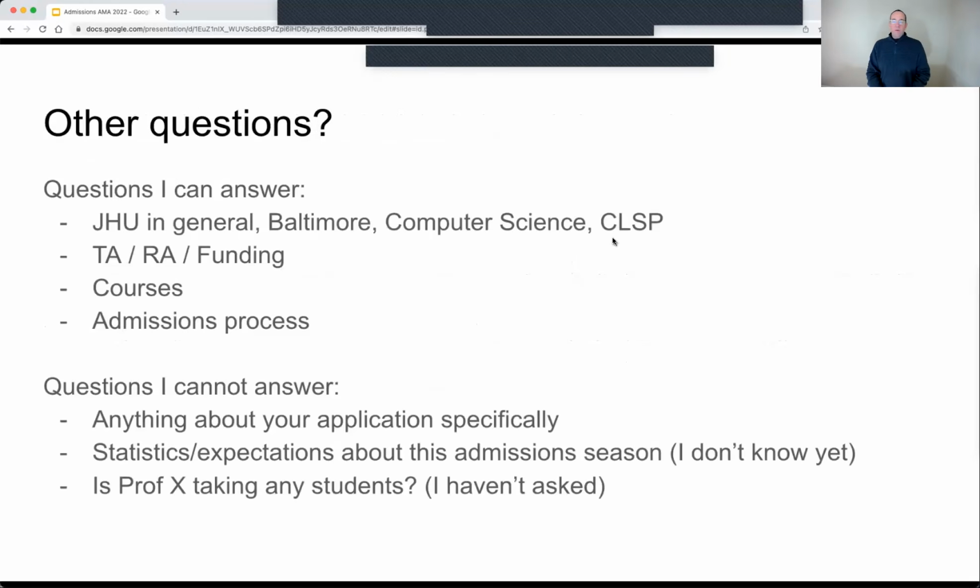Okay, so those are the questions that were submitted. I'm happy to take other questions over the chat. You can start putting them in there now if you have any. I can answer questions about Hopkins or Baltimore, computer science, CLSP. I can talk about TA-ships or I-ships or funding, courses, the admissions process. I can't answer anything about your specific application. If you have questions about how to prepare the best application, I recommend going through the mentorship program. I can't say anything about the statistics or expectations for this admission season because I frankly don't know.